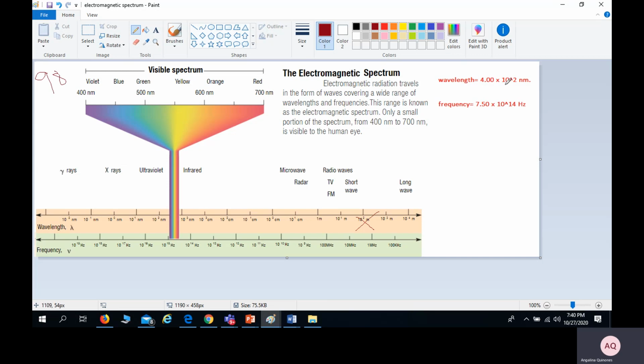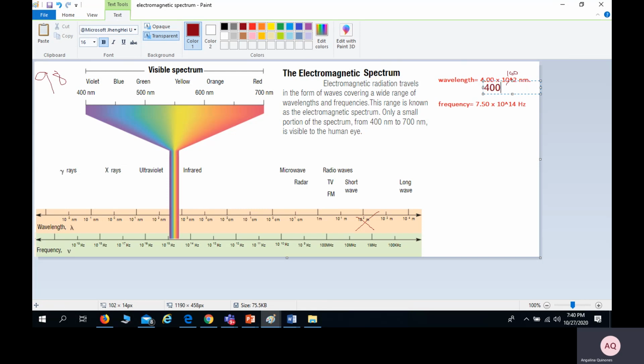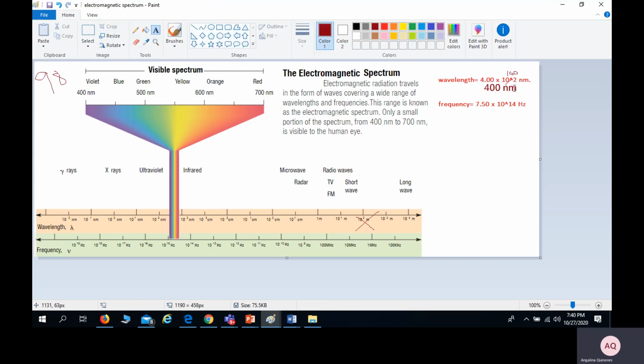So first thing I want to do, we need to look at the wavelength, but instead of looking at it in scientific notation, I want to just convert this into one number. So this is 4 times 10 squared. 10 squared is the same thing as saying 100. So 4 times 100 is 400. So the wavelength can be rewritten as 400 nanometers. And it's probably easier to look for 400 nanometers than this.